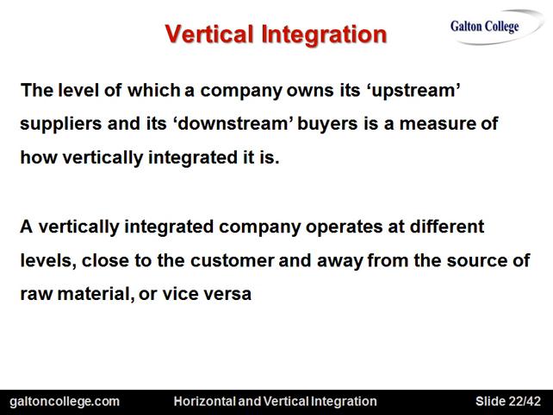A vertically integrated company operates at different levels, close to the customer and away from the source of raw material, or vice versa. So a vertically integrated company may move towards the market or towards the raw materials. If it has enough resources, it may do both. It may control raw materials, produce the item and sell it. Now that's complete vertical integration. That's taken in all the levels: raw materials, production and selling to the final customer. Generally speaking, however, it happens that a producer starts to sell. It still buys the raw materials, makes the product from the raw materials and then sells to the customer. And that's normally what we consider to be vertically integrated.